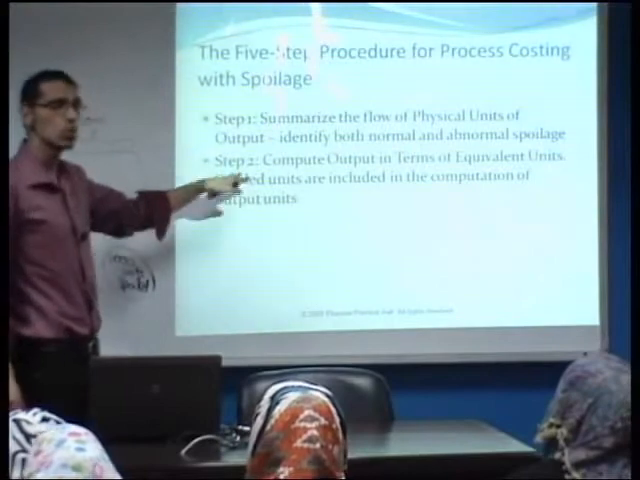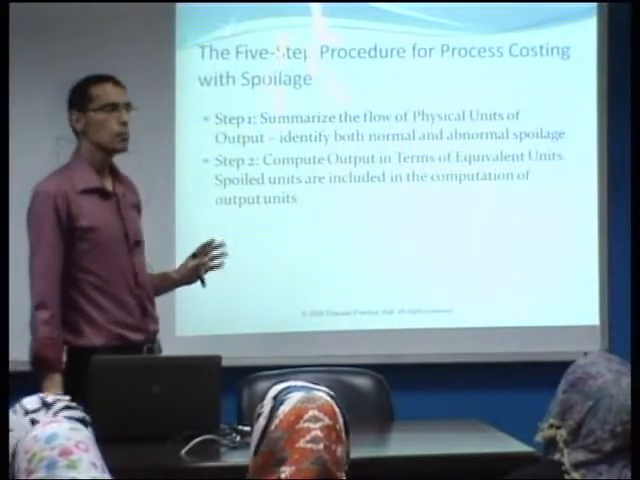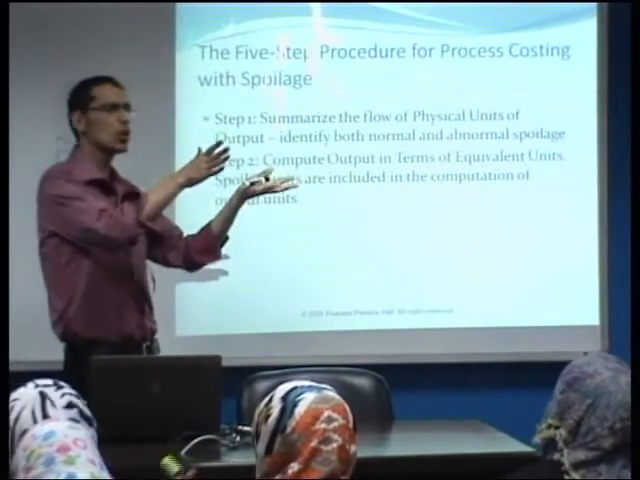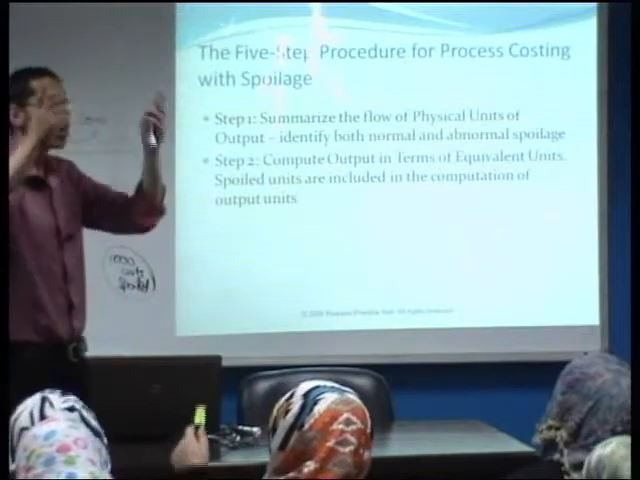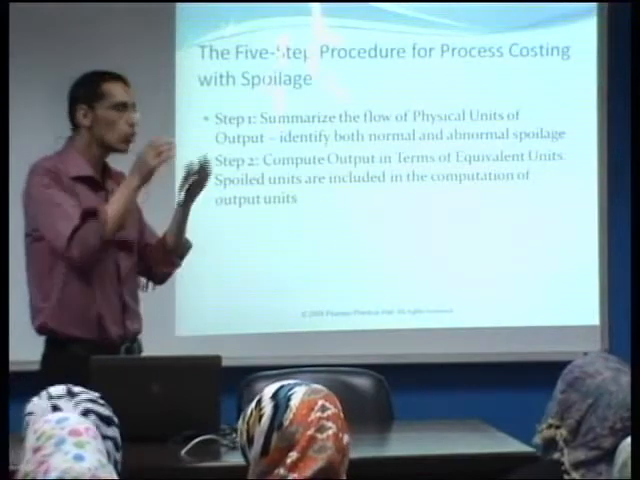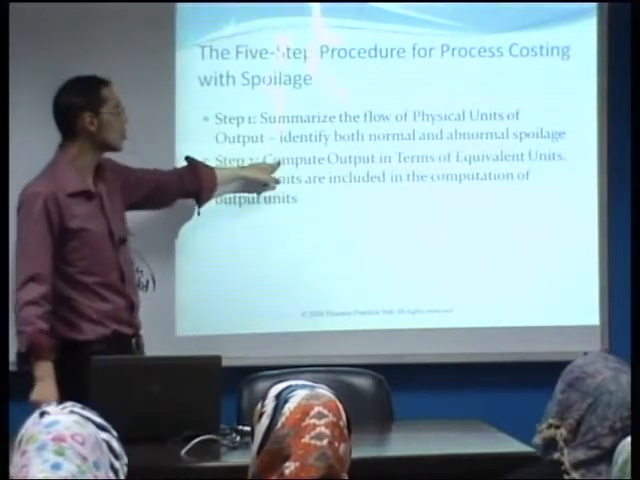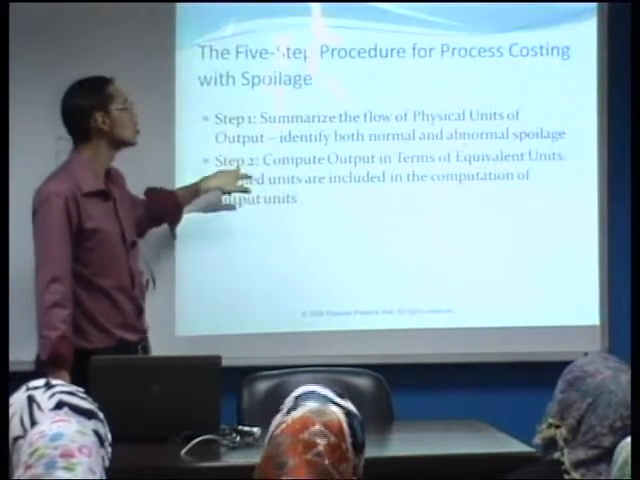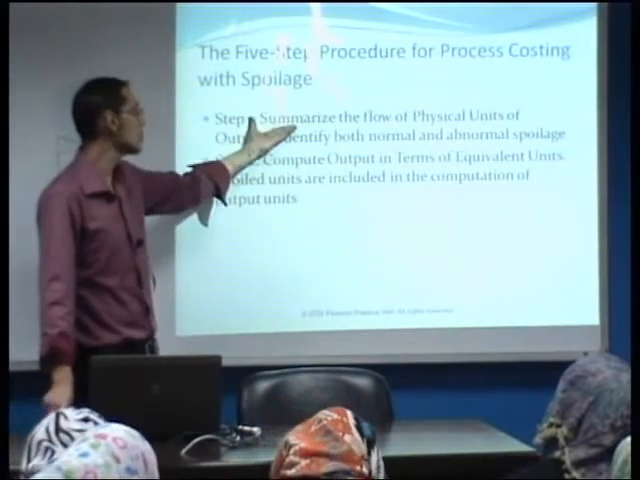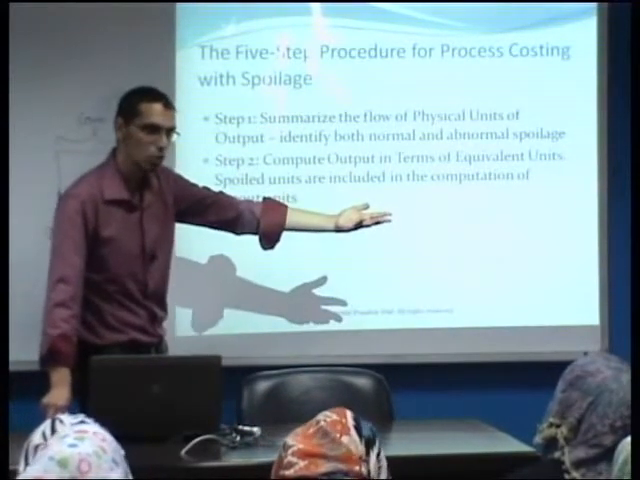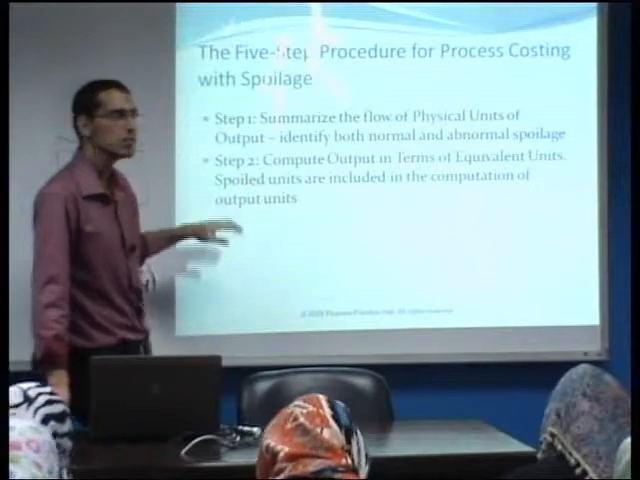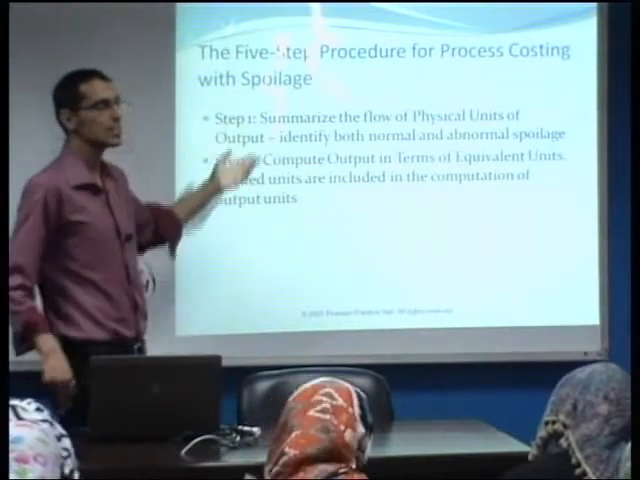Of course, in step number 2, we are also going to compute the equivalent units. But here, we are not only going to compute the equivalent units for the started and completed and for the ending work in process. We are going also to compute them for the normal and the abnormal spoilage. Therefore, we are going to compute output in terms of equivalent units. Spoiled units are included in the computation of output units. Because in step number 1 we have introduced the normal and the abnormal spoilage, in step number 2 we are going to calculate the equivalent units for these categories of units.